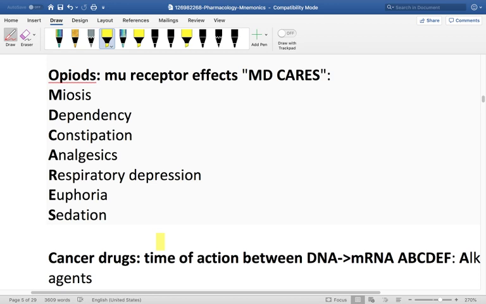Opioids: miosis, dependency, constipation, analgesia, respiratory depression, euphoria, sedation. They are all the classical mu receptor effects of the opioids. Favorite MCQ in the entrance.